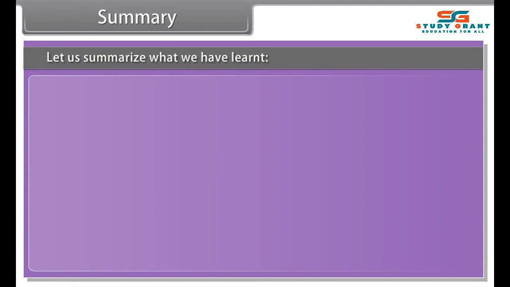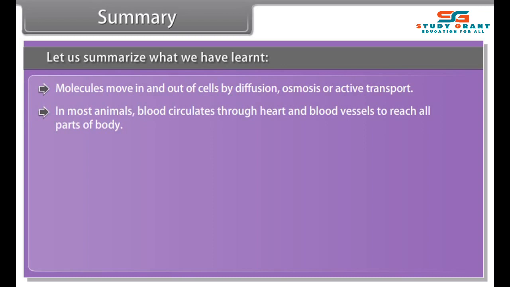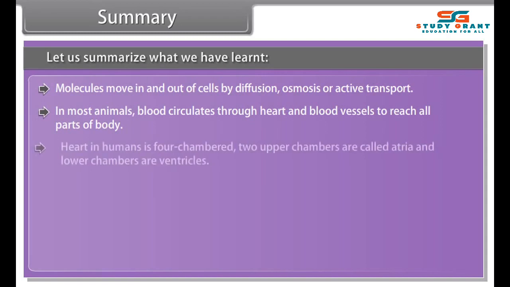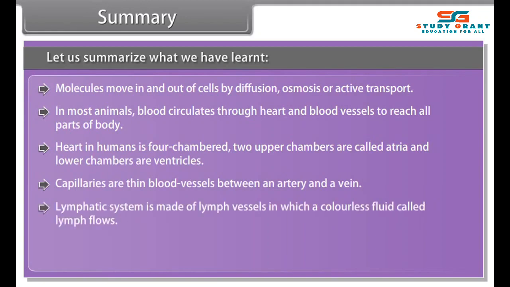Summary. Let us summarize what we have learned. Molecules move in and out of cells by diffusion, osmosis, or active transport. In most animals, blood circulates through the heart and blood vessels to reach all parts of the body. The heart in humans is four-chambered. Two upper chambers are called atria and lower chambers are ventricles. Capillaries are thin blood vessels between an artery and a vein. The lymphatic system is made of lymph vessels in which a colorless fluid called lymph flows.